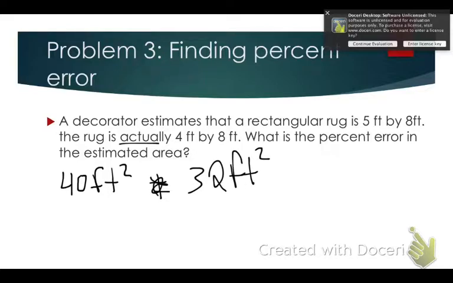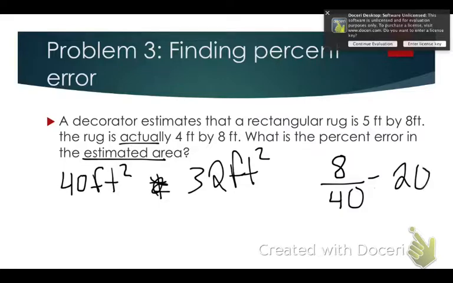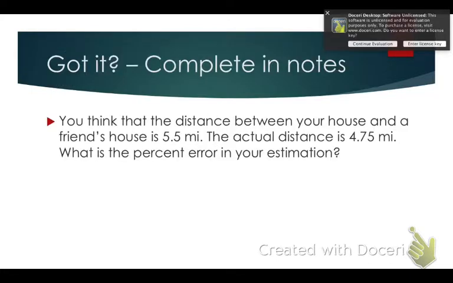All right, so we take the difference, which is going to be 8, and we put that over the estimated area, which is 40. So 8 divided by 40 is going to give me 0.20. So there's a 20% error. All right, they were wrong by 20%. All right, I want you to try this one.